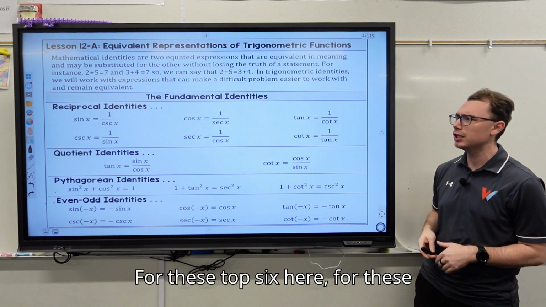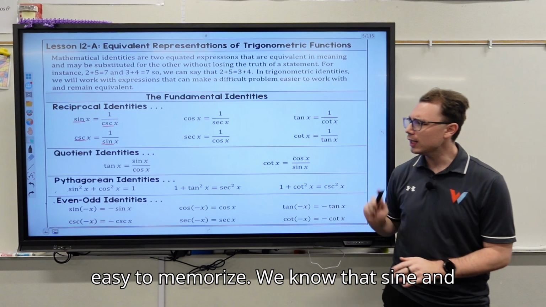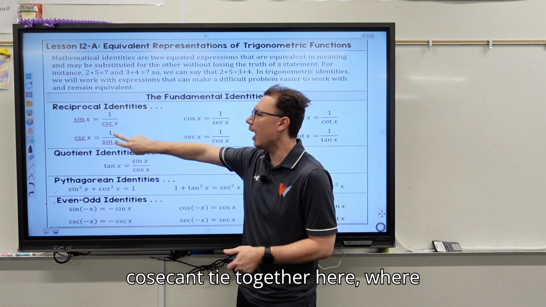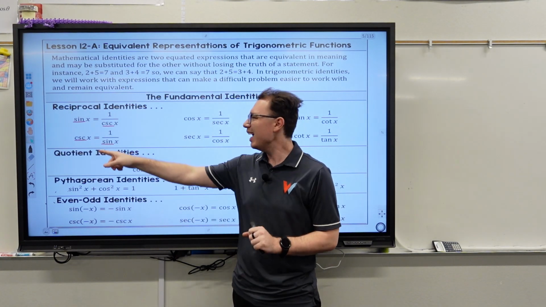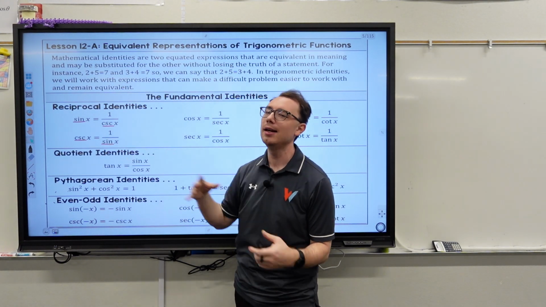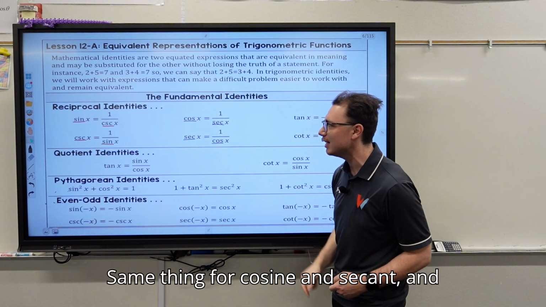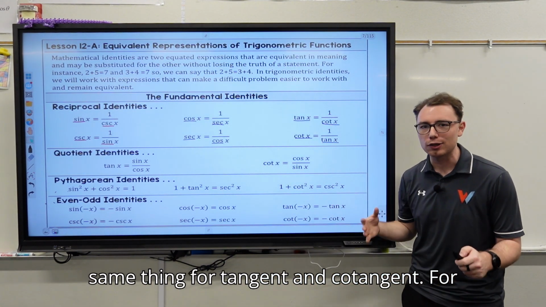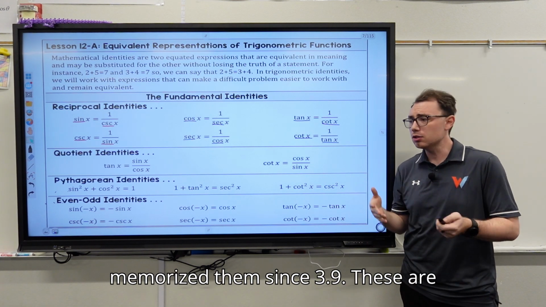For these top 6 here, for these reciprocal identities, they're pretty easy to memorize. We know that sine and cosecant tie together here, where cosecant is just the reciprocal to sine. And same thing for cosecant and sine. They're just reciprocals of each other. Same thing for cosine and secant, and same thing for tangent and cotangent. For these top 6 here, we've already memorized them since 3.9.